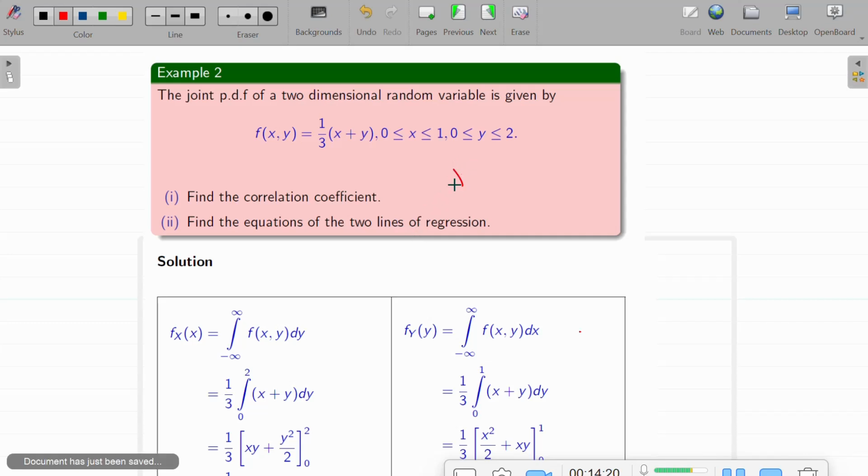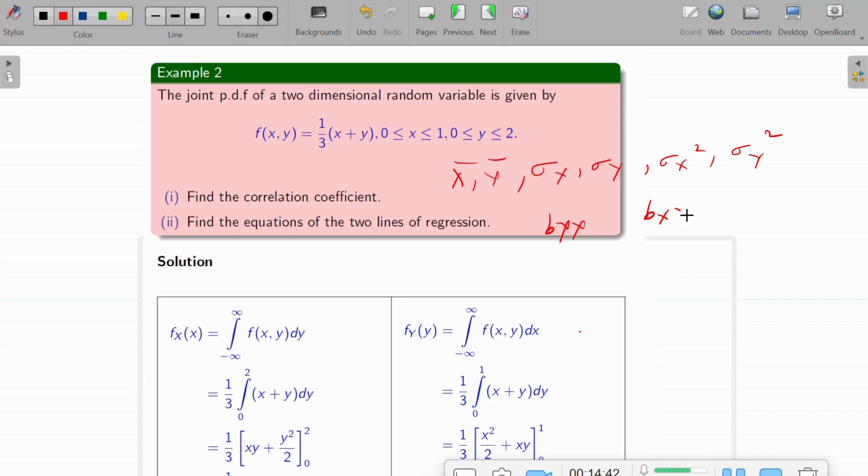I am not given x bar. I am not given y bar, nor sigma x, sigma y, nor sigma x square, sigma y square. Nothing is given, it is only the joint PDF. So I have to find each of these values, and then compute the corresponding byx, bxy, r, and you know the formula of the regression equations, right? Perform.